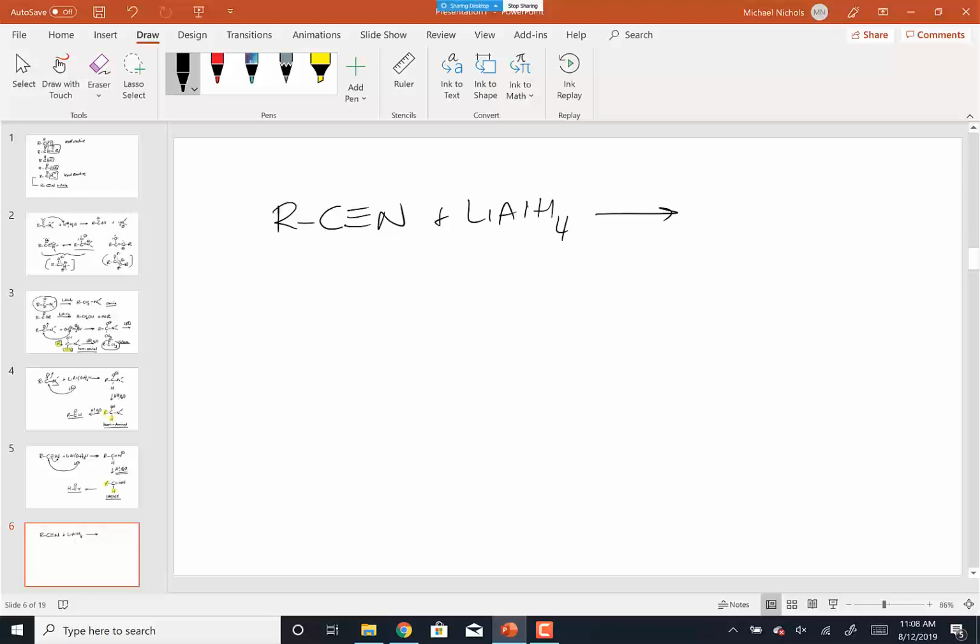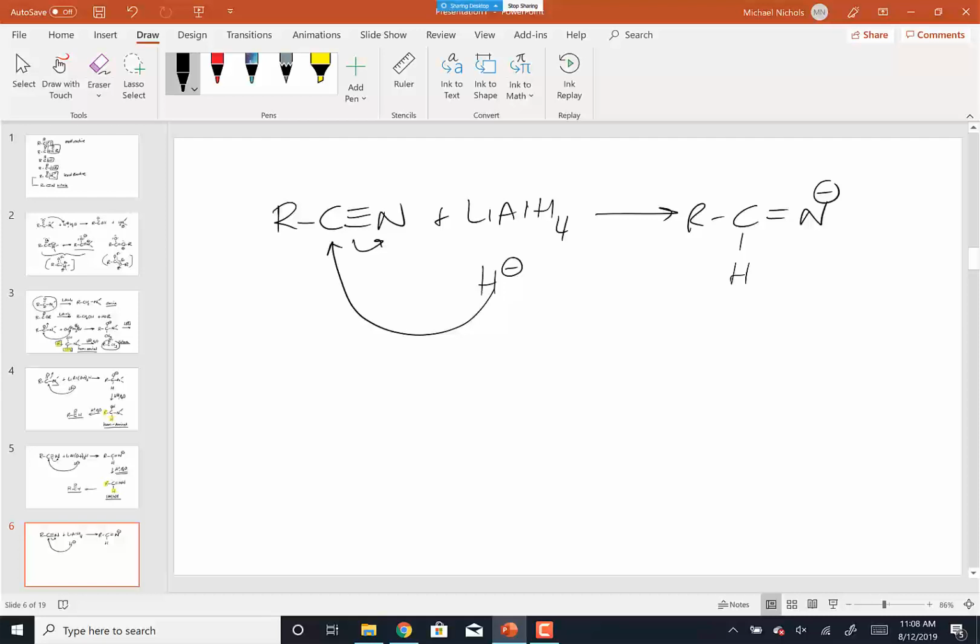All right, I'm going to add lithium aluminum hydride, no tertiary to modify it. Lithium aluminum hydride is a source of H minus, how many? Up to 4. The first H minus is going to do what? Attack the carbon. I'm now going to end up with this.